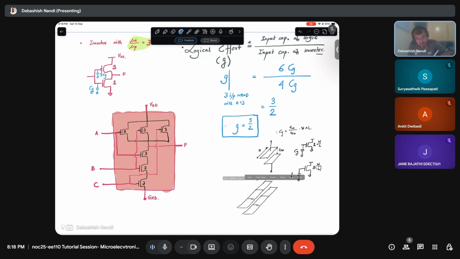Now you have something like this. So what will be the capacitance? Now this entire thing is your 3W. This is your L. What is the capacitance now? What is the capacitance of this?